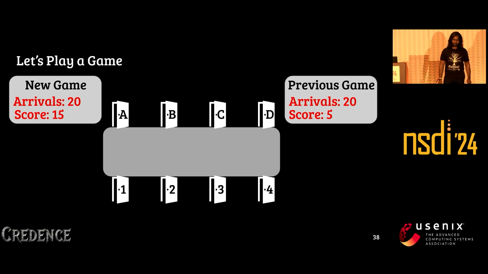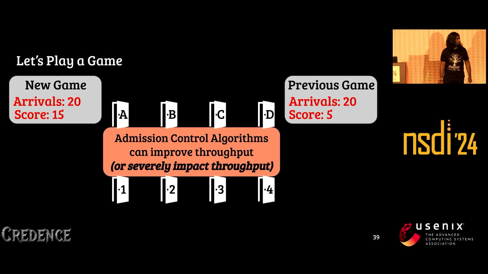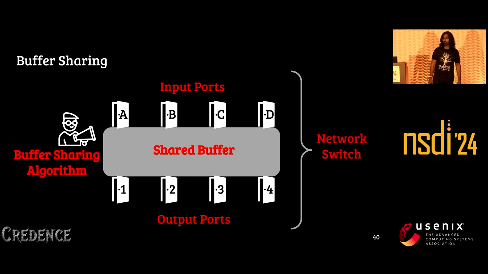This very interesting game essentially shows how admission control algorithms can either improve throughput or severely impact throughput. And this is exactly the buffer sharing problem in data centers. A network switch has input ports, output ports, and they all share a common buffer space. A buffer sharing algorithm decides which packet to buffer and which packet is rejected.